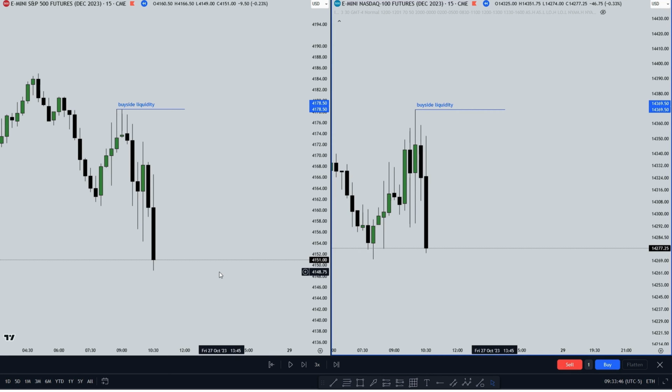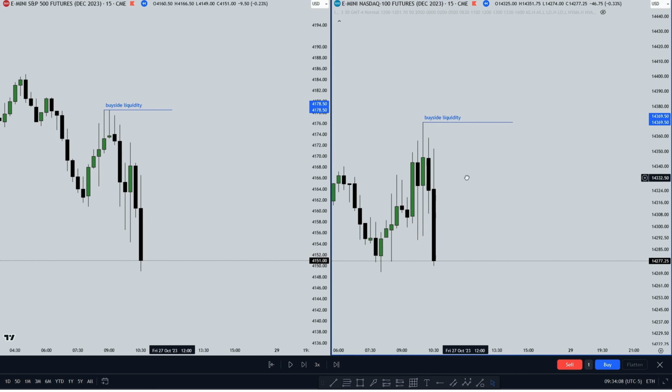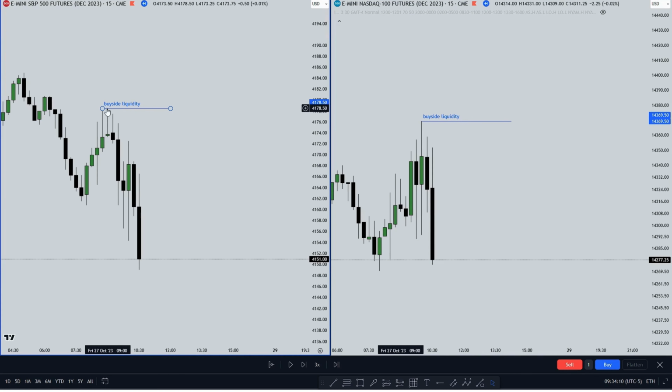For the next example, I'm going to show you how I personally use ICT's SUNS model to predict price. I also use something called an SMT, and I will probably make a video about that in the future. On the right side, I have the Nasdaq, and on the left side, I have the S&P 500. Now I want to see if we can take out the buy-side liquidity.